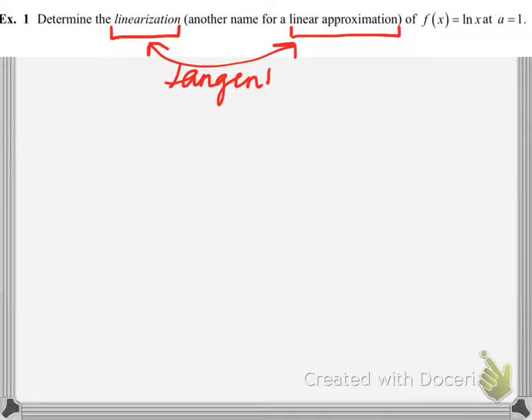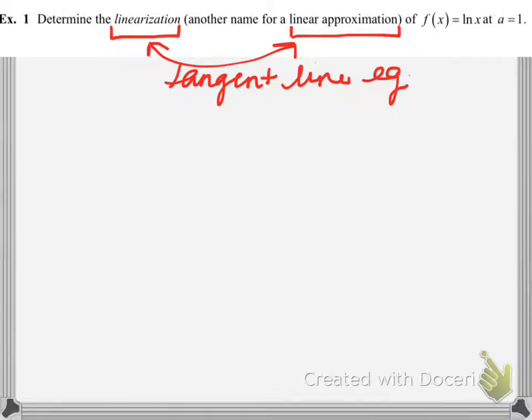So let's work through one example. Determine the linearization, which is another name for a linear approximation, of f of x is equal to natural log of x at a equals 1. So whether your textbook or professor calls it a linearization or a linear approximation, either one of these terms means we're just writing a tangent line equation. That's it. This is a tangent line equation.